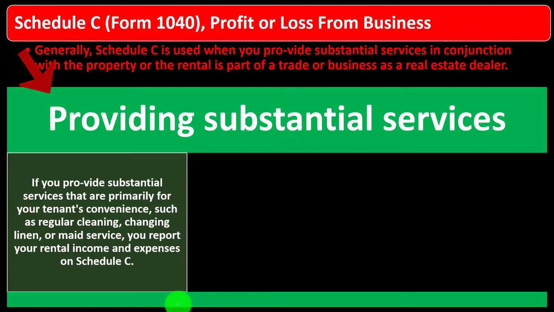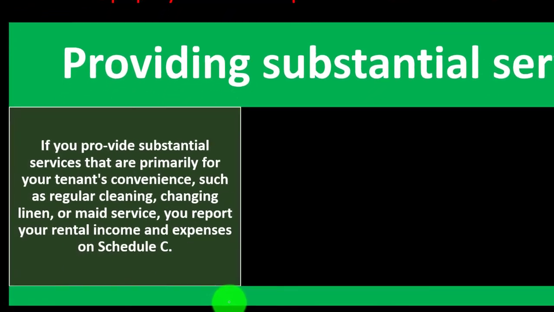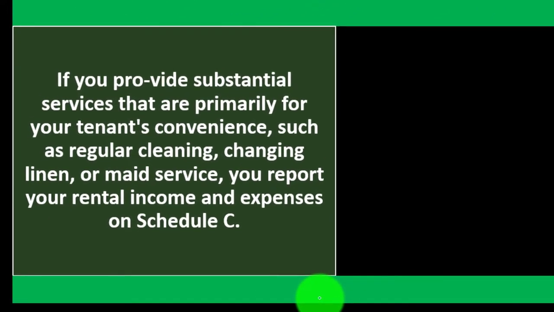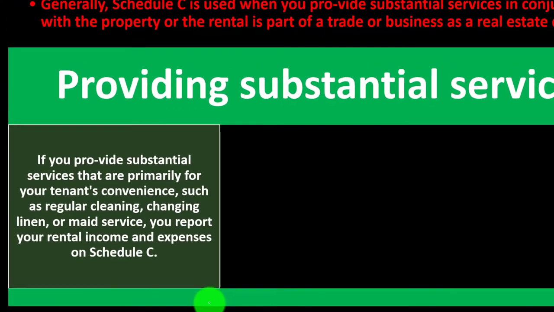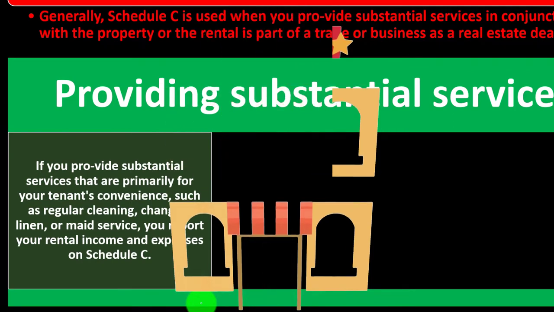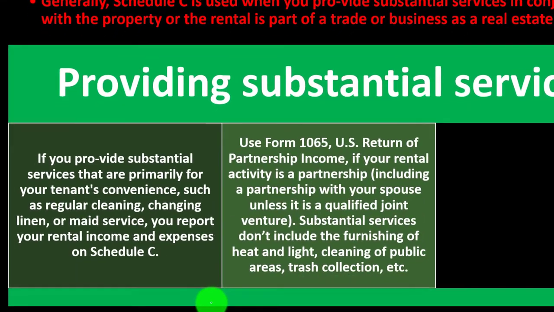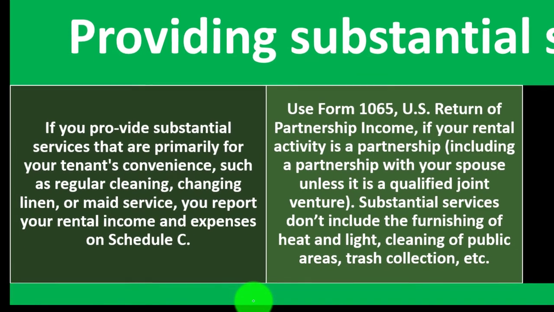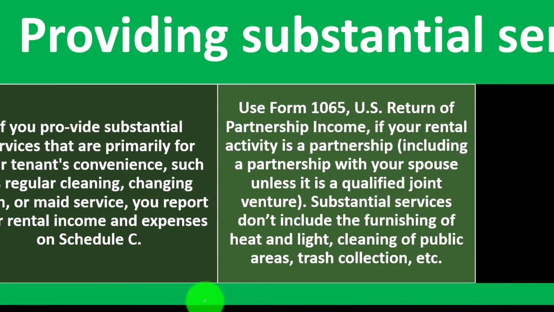Providing substantial services. So what does that mean? If you provide substantial services that are primarily for your tenant's convenience, such as regular cleaning, changing linen, or maid services, you report your rental income and expenses on Schedule C. So you're acting more like a hotel, as opposed to just providing a place for someone to rent and keeping up that place, but not really doing the day-to-day services on it. You're not changing the sheets and whatnot, but you might fix the roof if it was leaking, for example, if it was a rental.